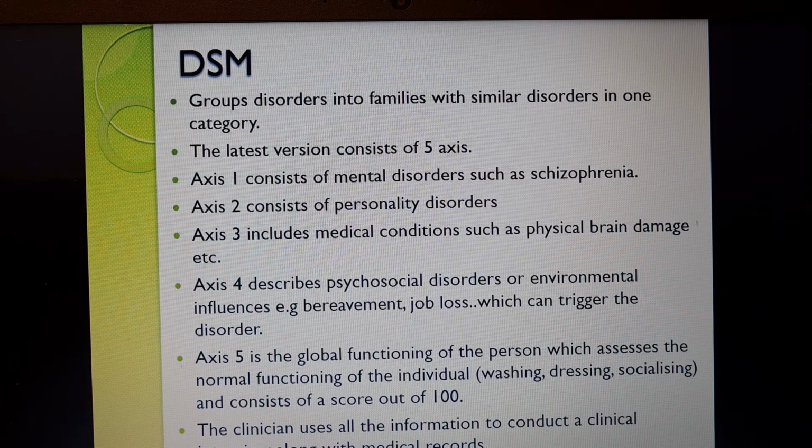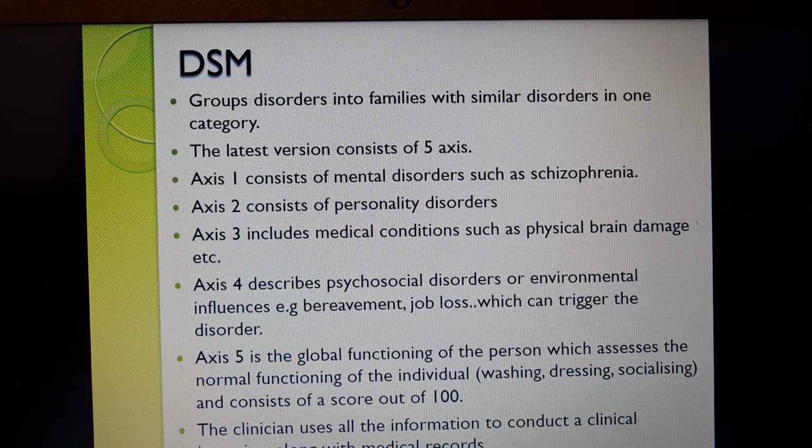The DSM system itself does group disorders into families with similar disorders in one category, because obviously if the symptoms are similar, then they will be grouped together. And the latest version is axis, which consists of 5 axes. Axis 1 consists of mental disorders such as schizophrenia. Axis 2 is personality disorders. Axis 3 is medical conditions such as physical disorders.